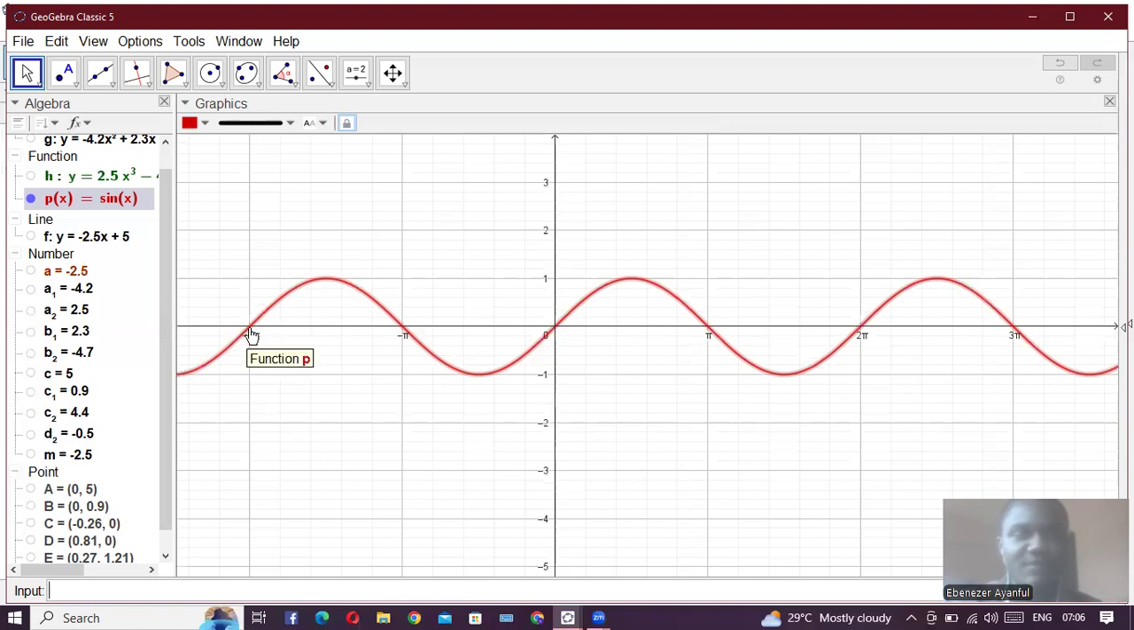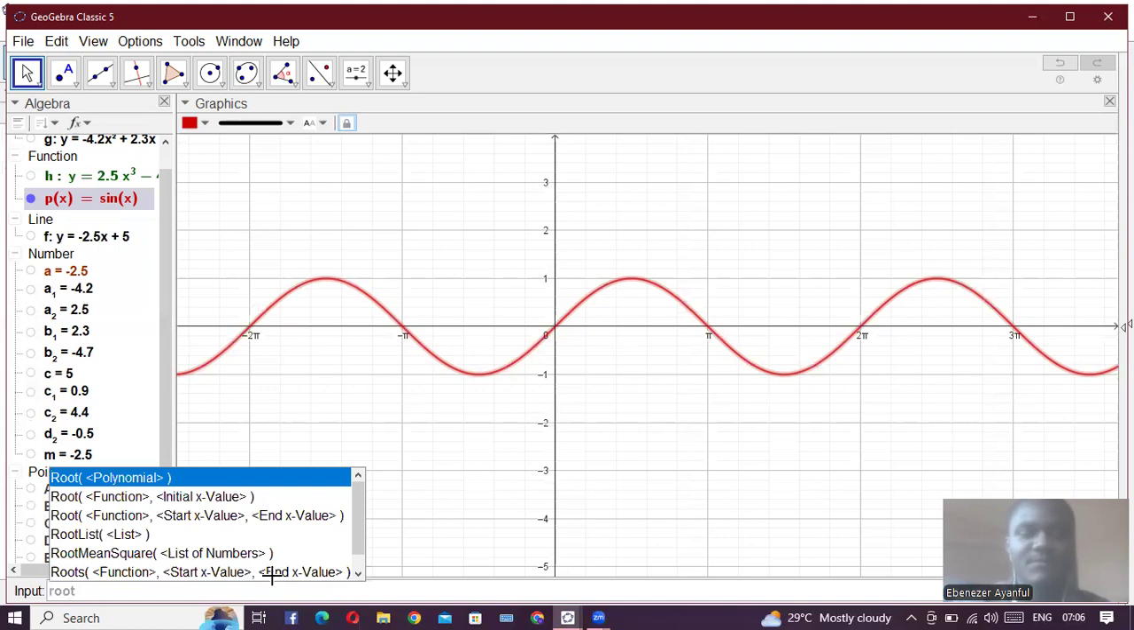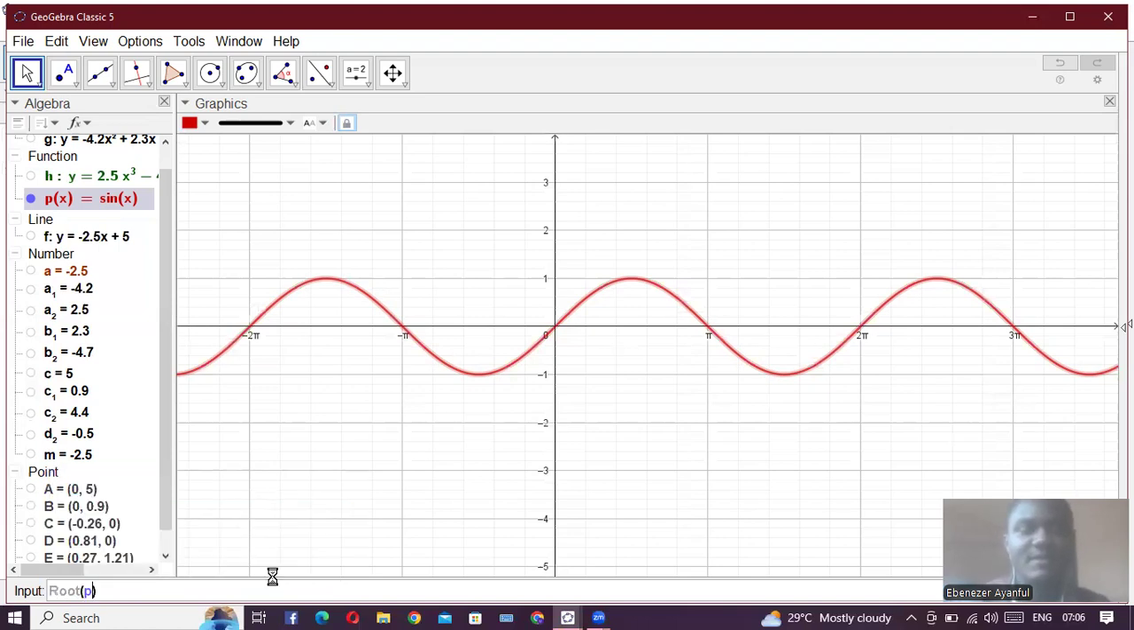So we can also find the roots of this and then the turning point as well. Okay, so this sine is p. So let's find the roots of p. When we find the roots of p, we said a root is a point where the curve, in this case, intersects the x-axis.